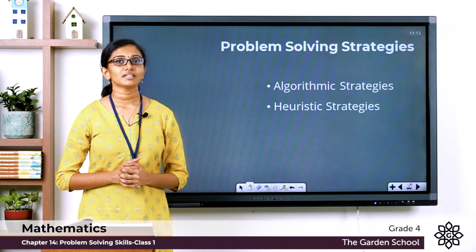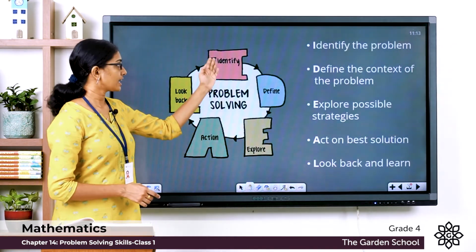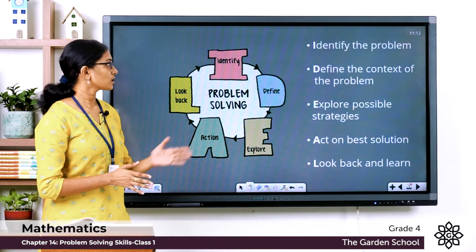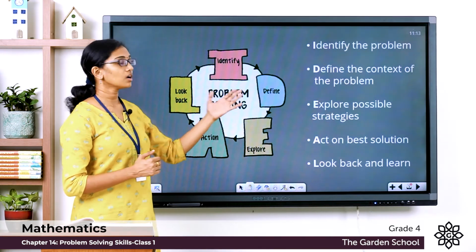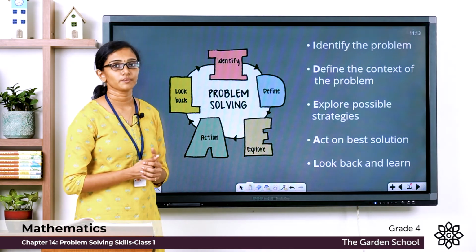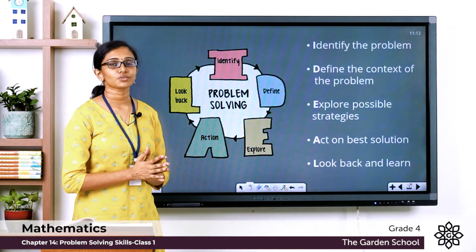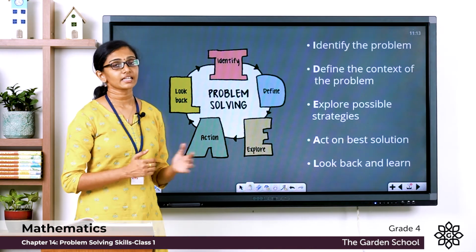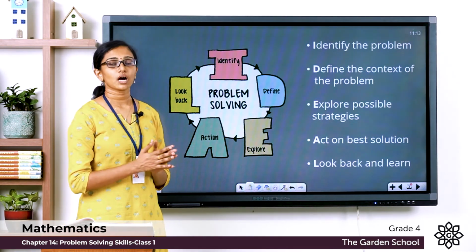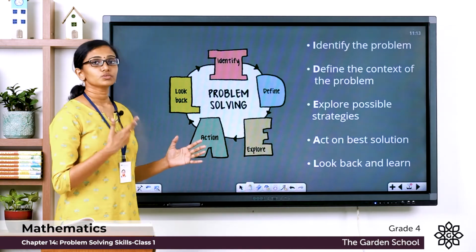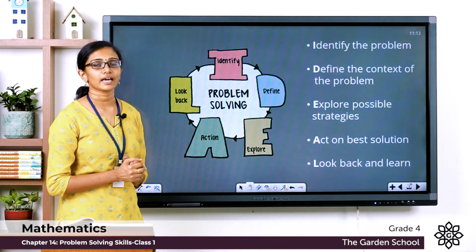So one of the most popular and common methods used in heuristic strategy is called IDEAL, I-D-E-A-L. It stands for you're identifying the problem first. Then you'll define the context or you'll define the goal of the problem. What you have to find out from the problem. The next step is to explore the possible strategies or explore the various methods to solve the problem. The next step is carrying out your plan, or you act upon your best solution. You'll carry out or you'll work out the plan or the strategy. So you do the action. The next step or the last step is look back, which means you'll check upon the answer.